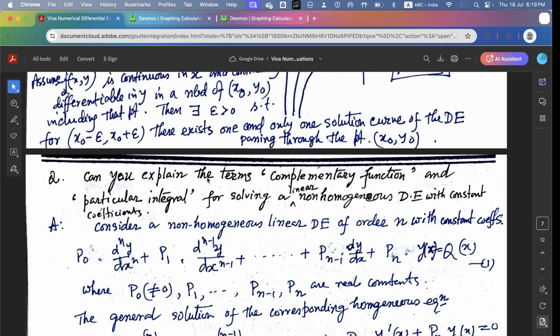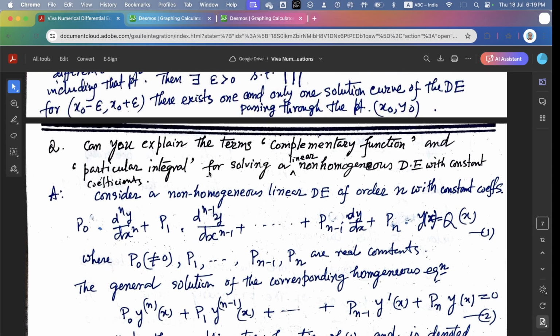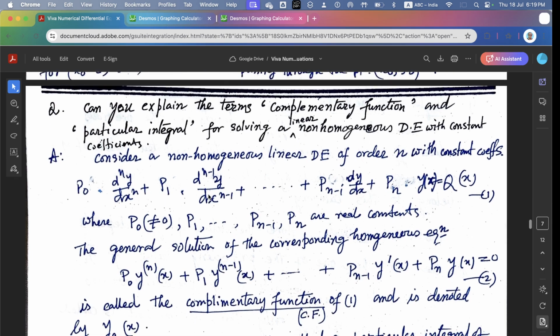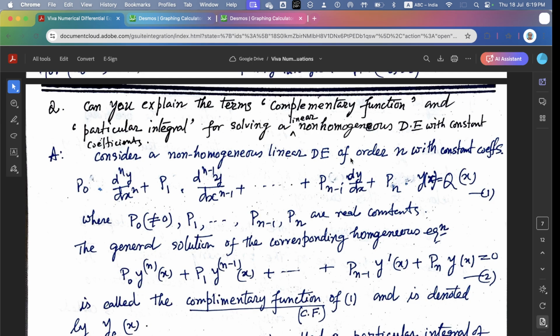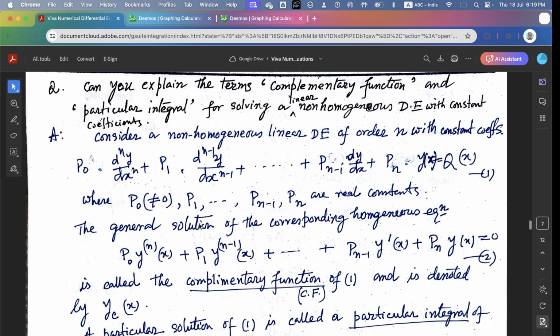Next question: can you explain the terms complementary function and particular integral for solving a linear non-homogeneous differential equation with constant coefficients? Consider a non-homogeneous linear differential equation of order n with constant coefficients: p0 d^n y/dx^n + p1 d^(n-1) y/dx^(n-1) and so on, plus pn y = q(x), where p0 is not equal to 0 and q(x) is not equal to 0, so it is non-homogeneous.